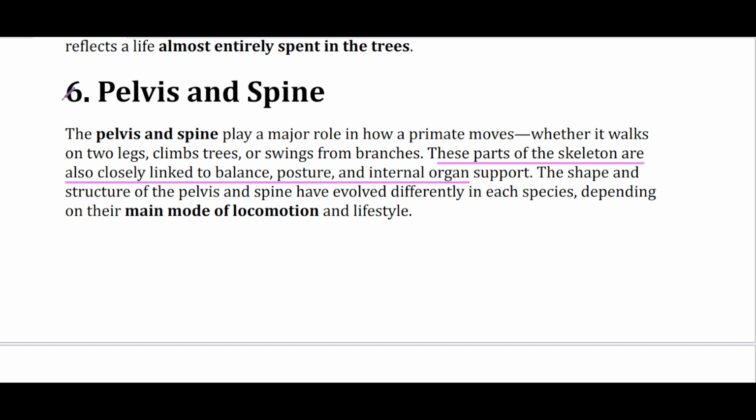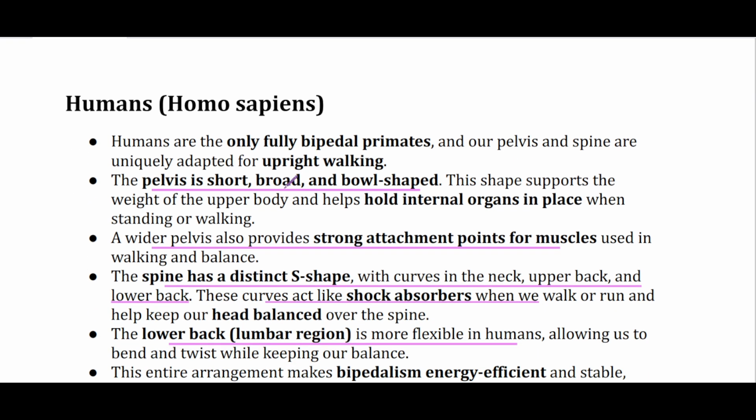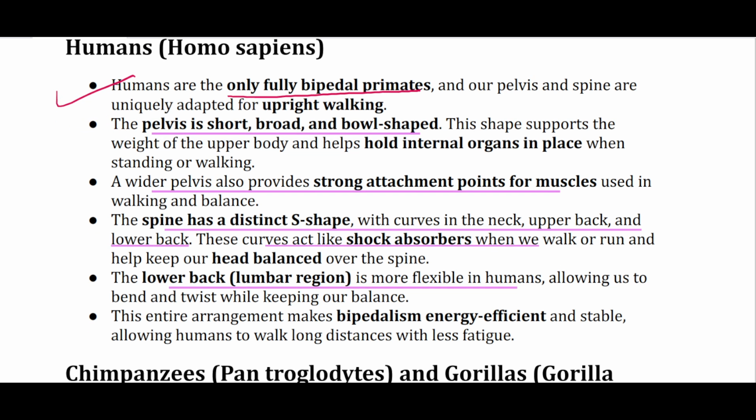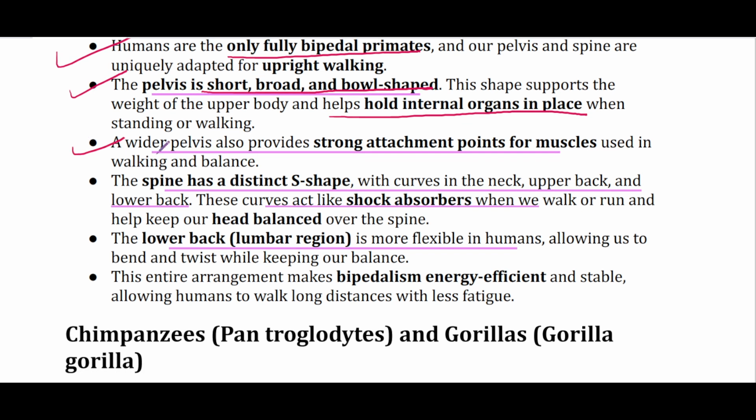Now the sixth characteristic, pelvis and spine. Both these parts are closely linked to balance, posture, and internal organ support. First, in humans, we are the only fully bipedal primates. The pelvis in humans is short, broad, and bowl shaped, which supports our internal organs while walking upright. A wider pelvis provides a strong attachment point for muscles used in walking and balance. The wider pelvis, in short, provides stability while walking.